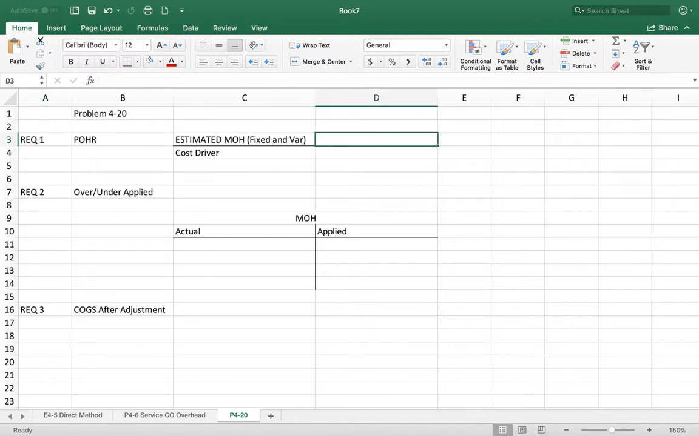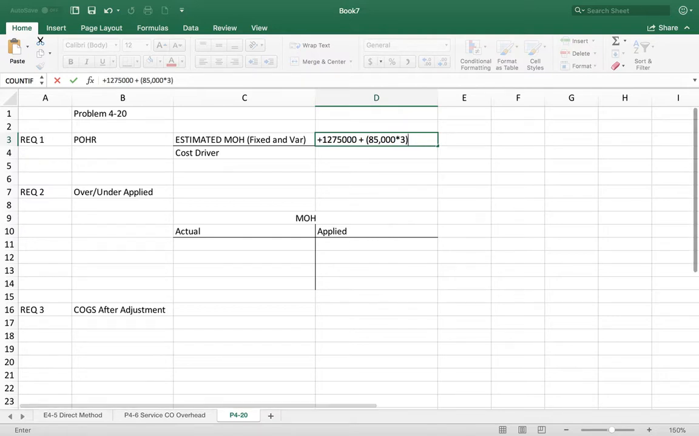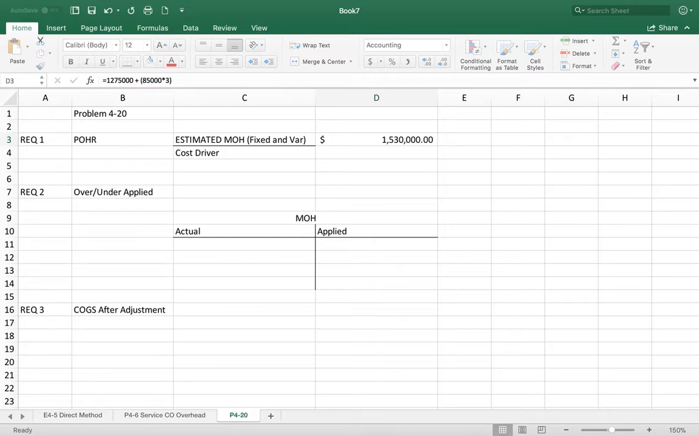So in this case it's fixed and variable. Well, our fixed is actually $1,275,000, but we also have a variable component of $85,000, so we have to multiply that times 3, and that gives us $1.53 million.